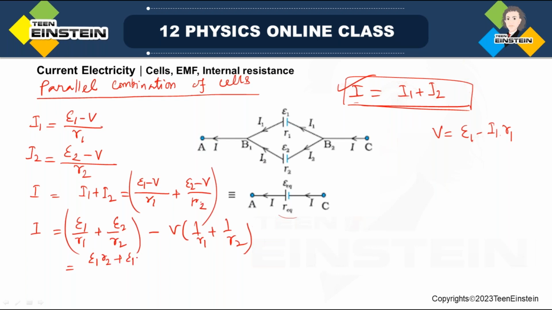plus E2 R1 divided by R1 into R2. Okay, this part minus, this will be V into R1 plus R2 divided by R1 R2, right? So in this case, see, if I bring this I here and get the V, let me do one thing. I'll just multiply this term on both sides. Okay, so we'll come here.